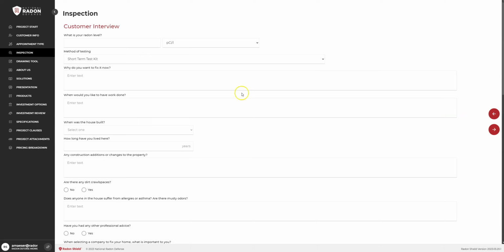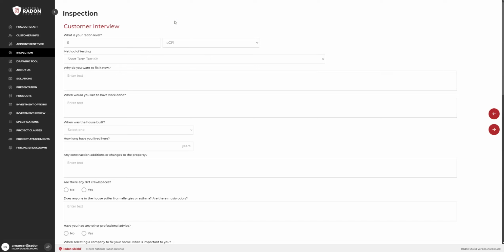So the first section here is, what is your radon level? You could either pick picocuries per liter for our folks in America, or you could pick becquerels for our Canadian dealers as well. For sake of this, we'll do 6 picocuries per liter. And the customer had tested that, and we're at their house, and that's what they want to address.